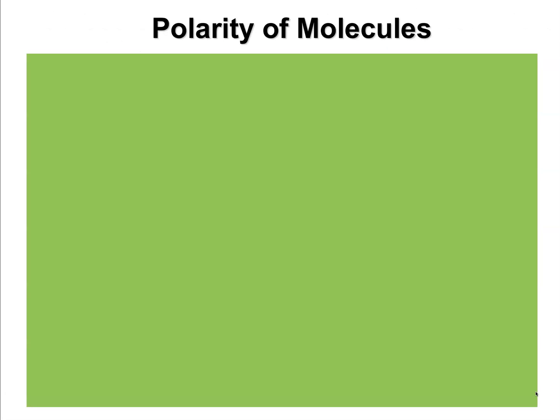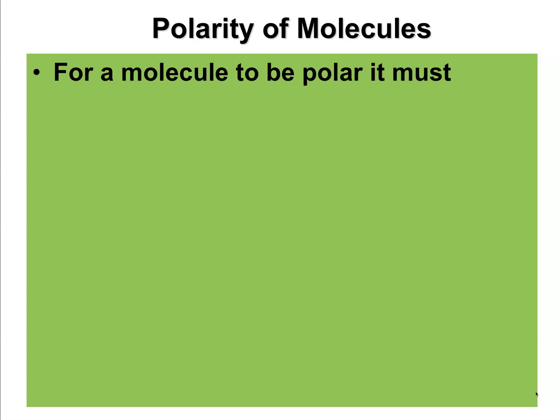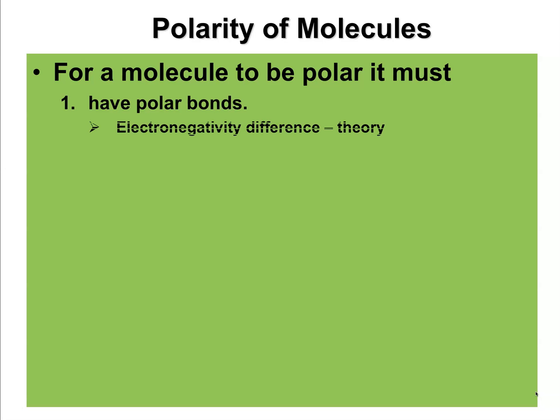Okay, which brings us to polarity. The only way we can ultimately figure out the polarity of molecules is if we know its molecular geometry. Without one, it makes it very difficult to do the other. So, at the end of the day, for a molecule to be polar, it has to have polar bonds. If all the bonds within the molecule are nonpolar, it's not going to be a polar molecule. So, we've got to have polar bonds. Now, how do we figure out if a bond within a molecule is polar? Well, that comes down to our electronegativity difference.